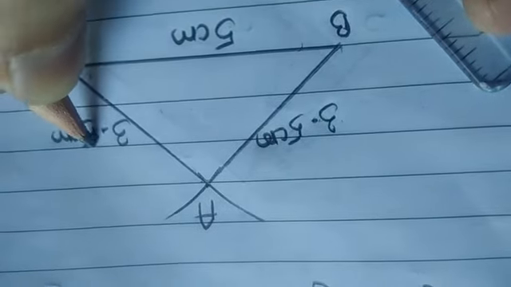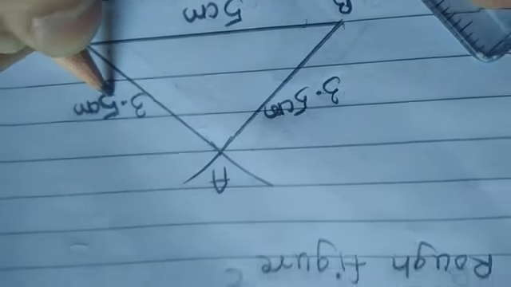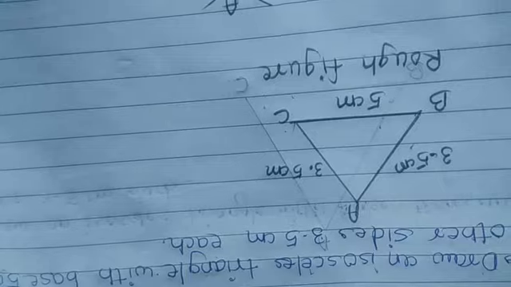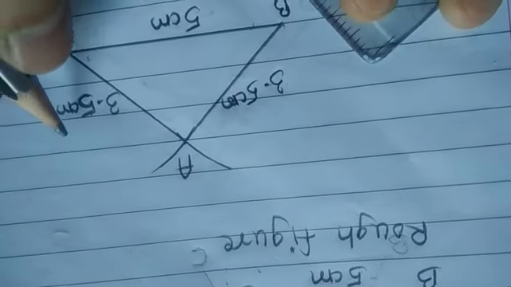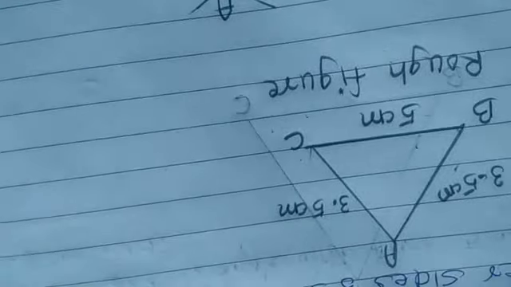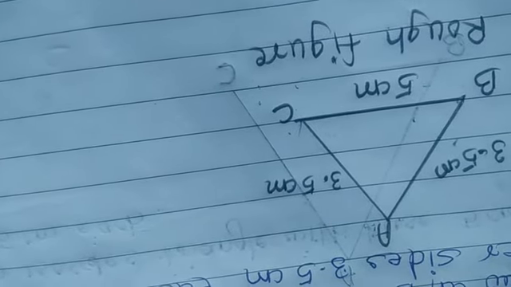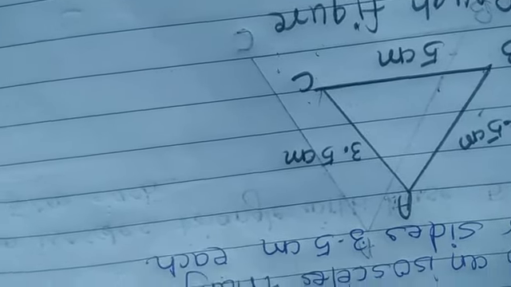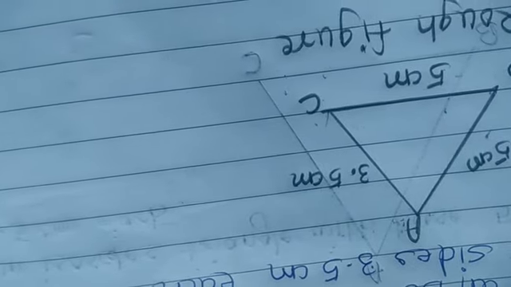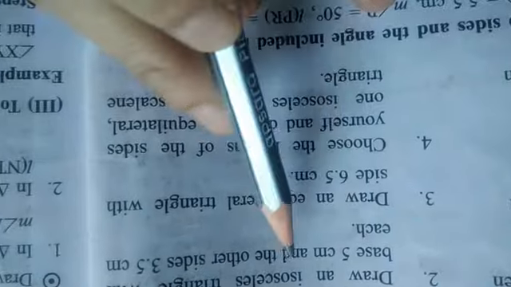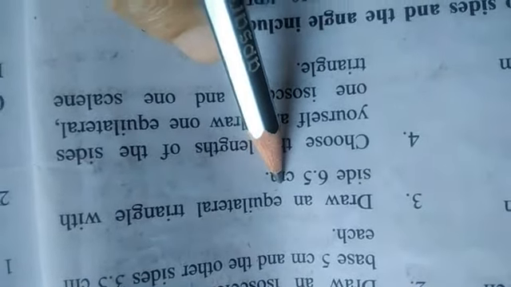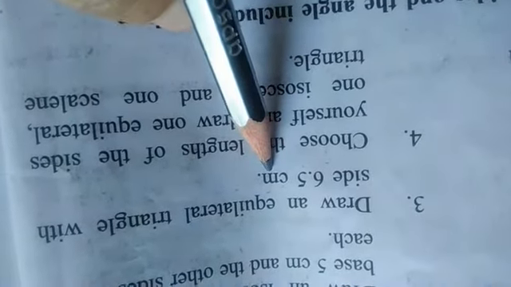Now the third example of practice set number 2 is: draw an equilateral triangle with sides 6.5 centimeter. In your textbook, practice set number 2, we have seen here example number 2. Now practice set 2, third example is: draw an equilateral triangle with side 6.5 centimeter.